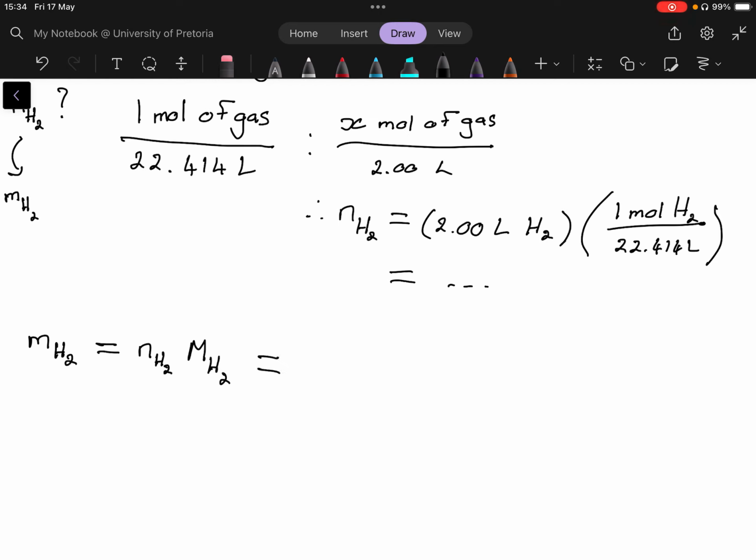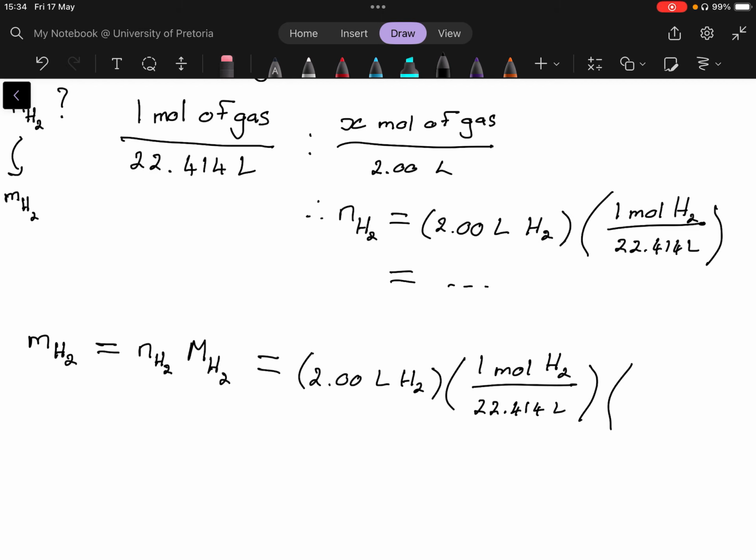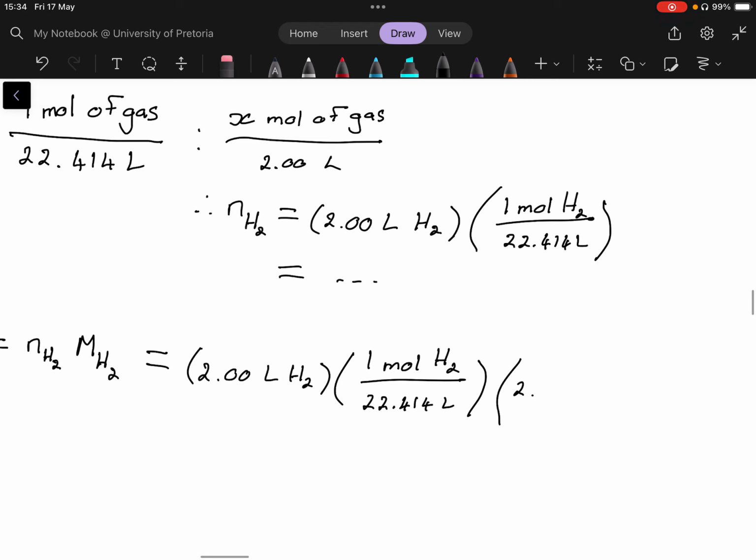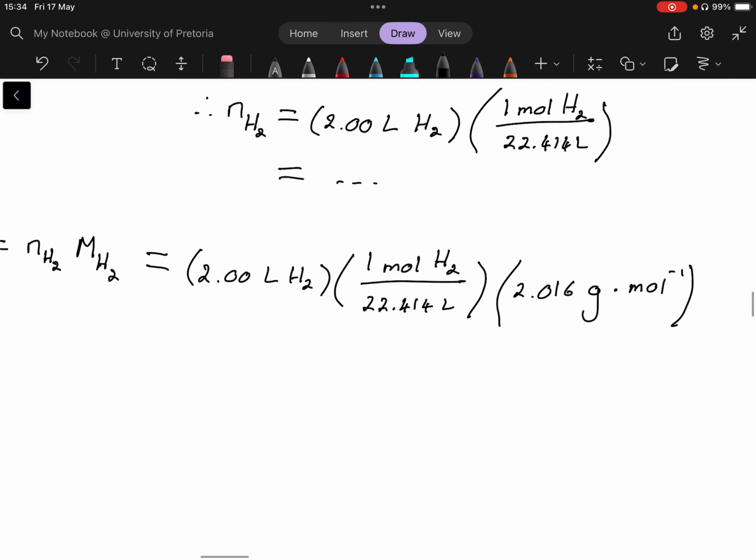So in this case, we plug in all those values: 2.00 liter hydrogen gas multiplied by 1 mole hydrogen in 22.414 liter, then multiplied by the molar mass, which is 2.016 gram hydrogen per mole hydrogen gas. So you will get a value of 0.180 gram H2.